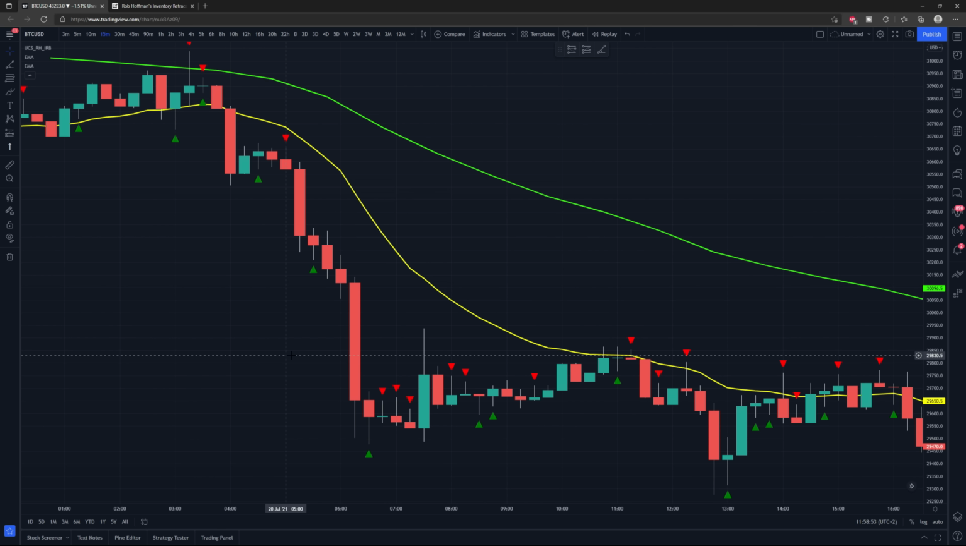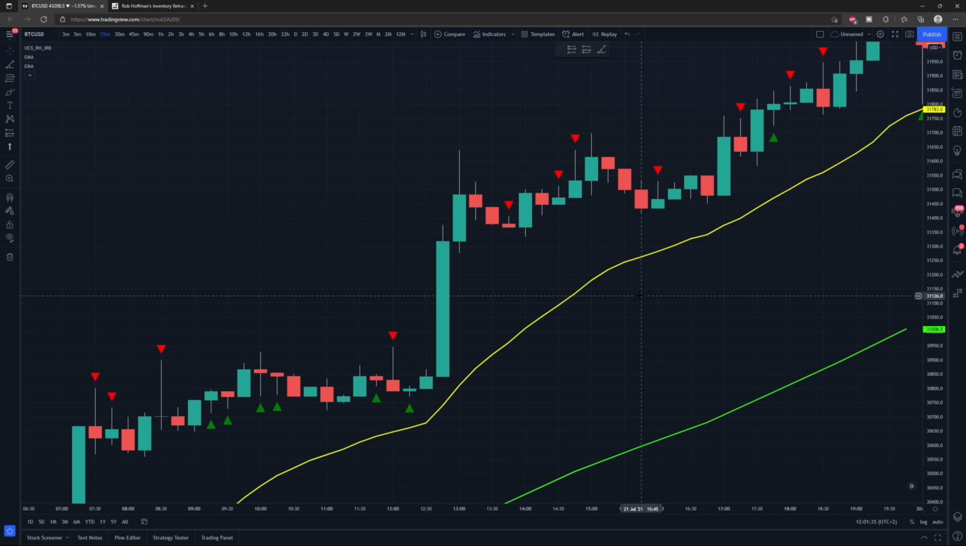In a downtrend, you want to be looking at the candles with the green triangles. Those are the inventory retracement bars in a downtrend. As you can see, the wicks have retraced from the bottom 45% or more of the entire candle. So it seems kind of counterintuitive to look for more bullish candles in a downtrend and look for more bearish candles in an uptrend. But I'll explain the logic behind this.